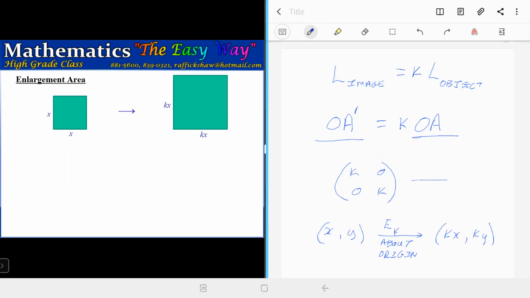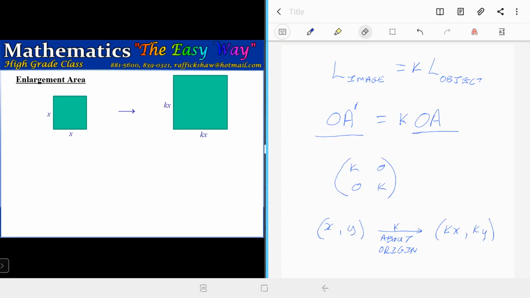Remember, this is for the matrix about the origin. If the center of the enlargement is not the origin, you cannot use this matrix. You cannot use it. All right? You cannot use it if that is not the center. That matrix is for when the center of the enlargement is the origin. What else did we see?